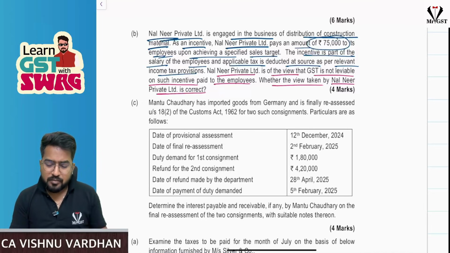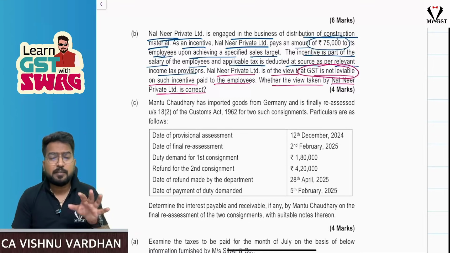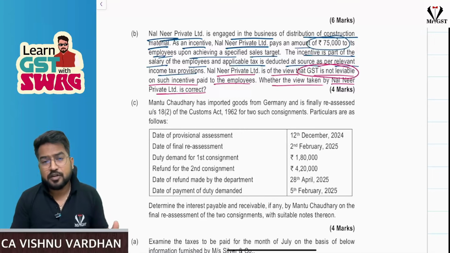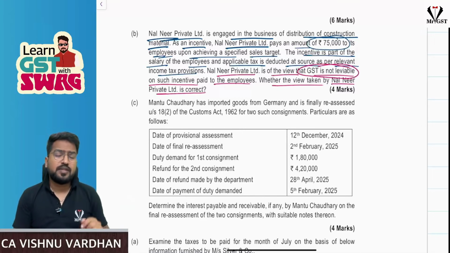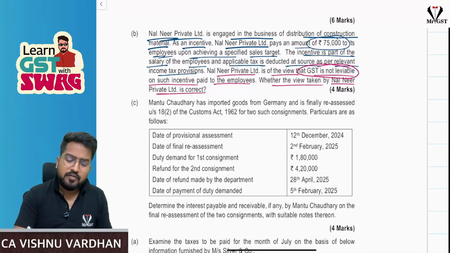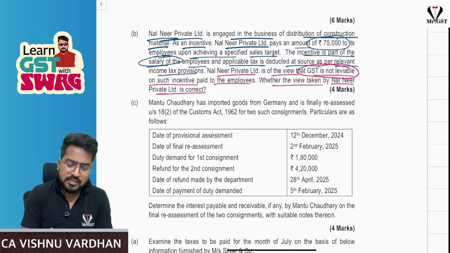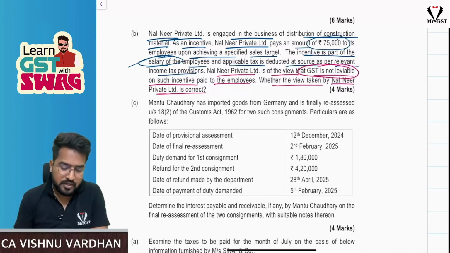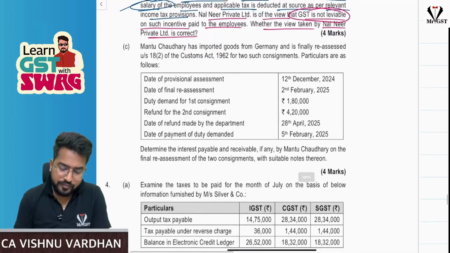Of course, the view taken by Null Neer Private Limited is correct because GST is not leviable on the incentives paid to the employees here, because that is paid as a part of salary. And salary is a Schedule 3 transaction, you know, an employee providing services to the employer in the course of employment contract for which he is earning salary is neither supply of goods nor supply of service. And they have clearly given it is a part of salary incentive. It is not a gift. Okay, it is not a Schedule 1 situation. It is Schedule 3. So, not liable to pay GST. Absolutely correct. Next.